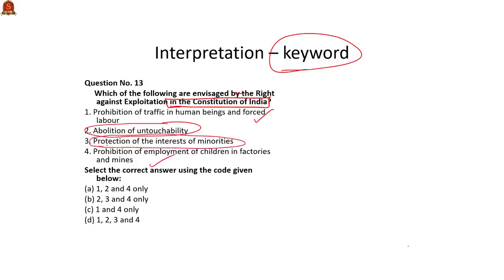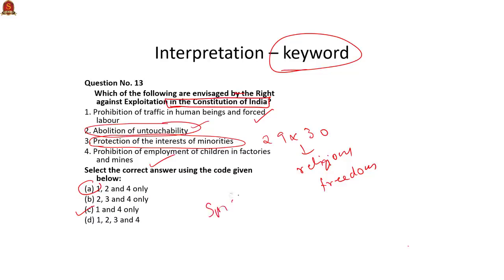Protection of interests of minorities is once again in Articles 29 and 30, which is not related to right against exploitation; it is religious freedom. So now you can see that the options 1 and 4 only are correct. Here you may have a dilemma. You may say abolition of untouchability also, so you may be having a dilemma with 1 to 4 also. In that case, go for the keyword if you have a problem in interpretation.